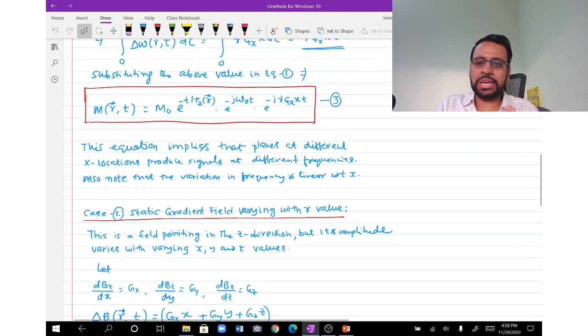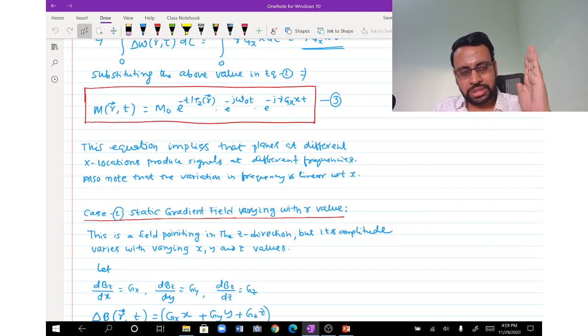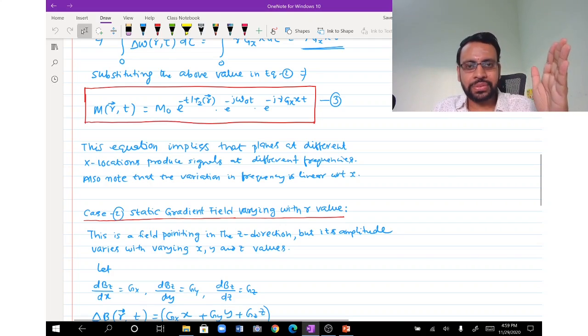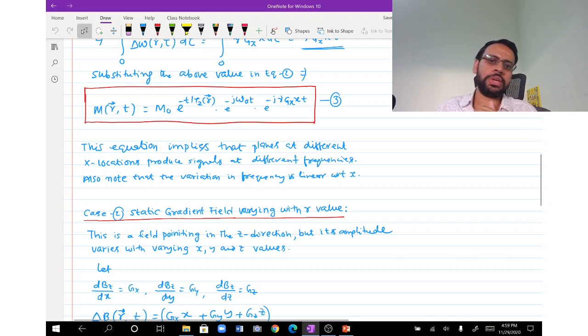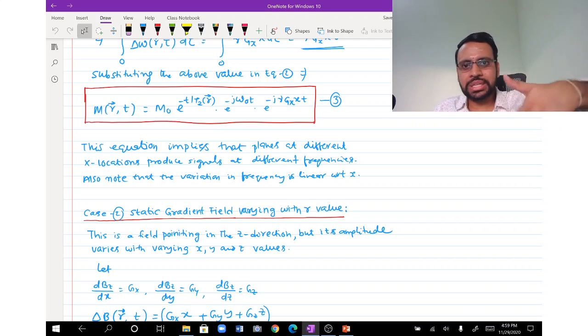So what it is telling you is that the planes at different x locations, you could call them yz planes, because x is constant there, produce signals at different frequencies. Further, you make certain modifications to your whole process while you are giving the RF signal itself, so that you excite that particular field, and that's how you would get a response from that particular slice.